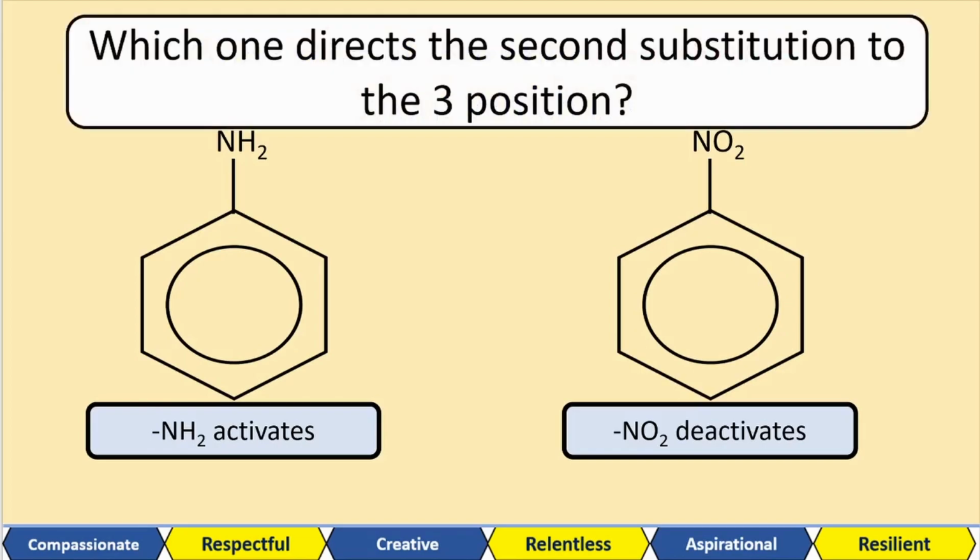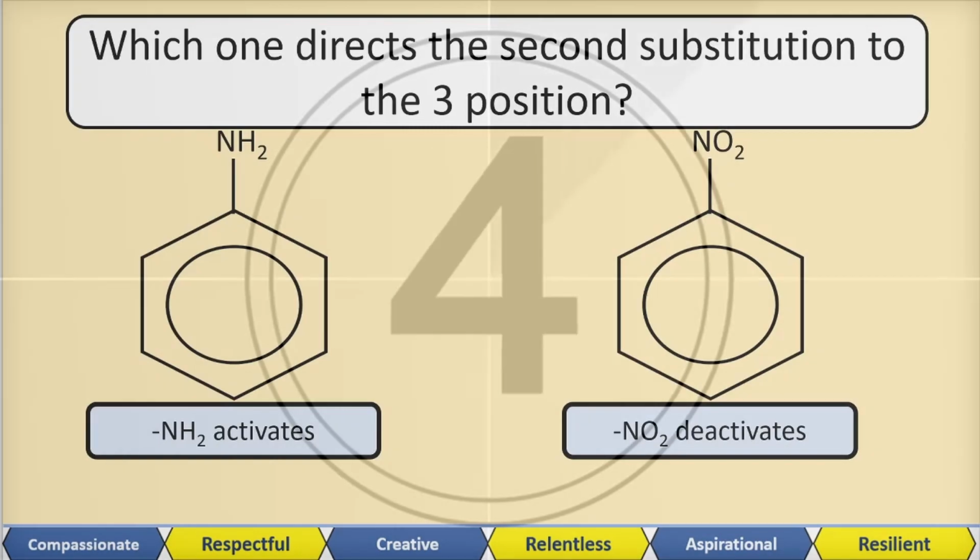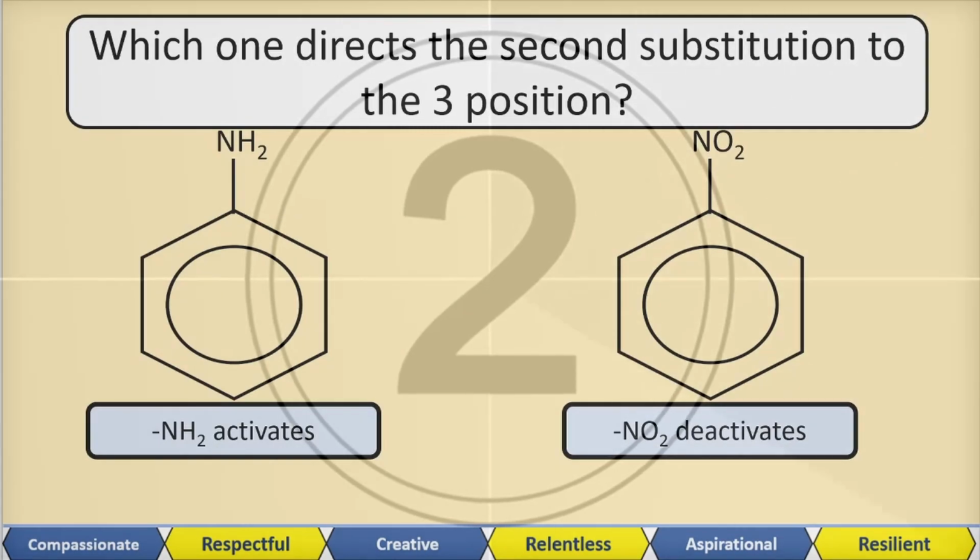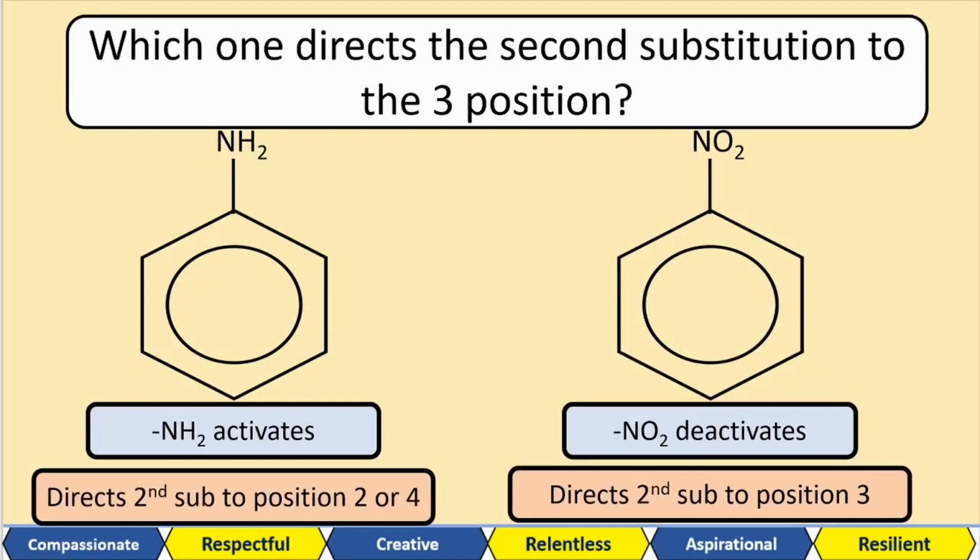But that's not all. One of them directs the second substitution to the 3rd position. Which one was that? The one that directed to the 3rd position was actually NO2, the nitro group. But the amine group directs the second substitution to either the 2nd position or the 4th position. This is why they're called directing groups, because it's almost like you've got a ticket that directs you to where your seat is meant to be, and your seat could either be in the 2nd, 3rd, or 4th position.